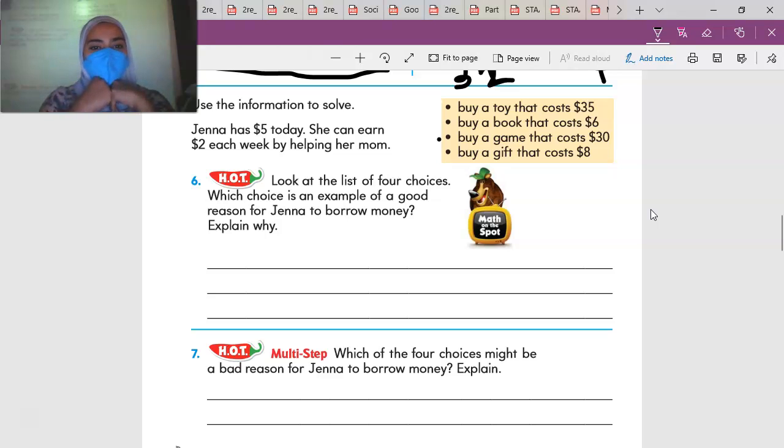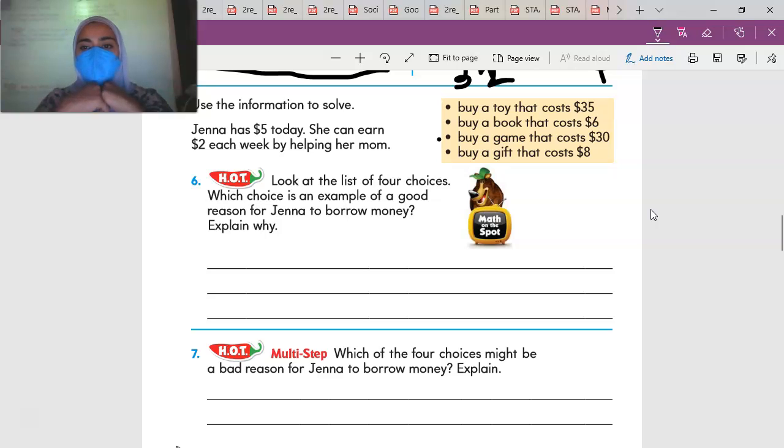Jenna has $5 today. She can earn $2 each week by helping her mom. Look at the list of 4 choices. Which choice is an example of a good reason for Jenna to borrow money? Now, we're looking for the good reason. Buy a toy that costs $35. Okay, hold on. Jenna has $5 today. She can earn $2 each week by helping her mom. Look at the list of 4 choices. Which choice is an example of a good reason?